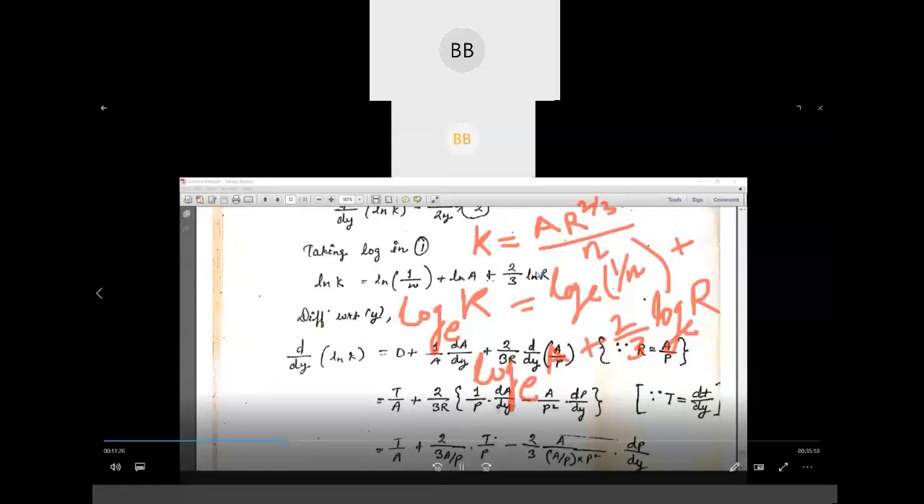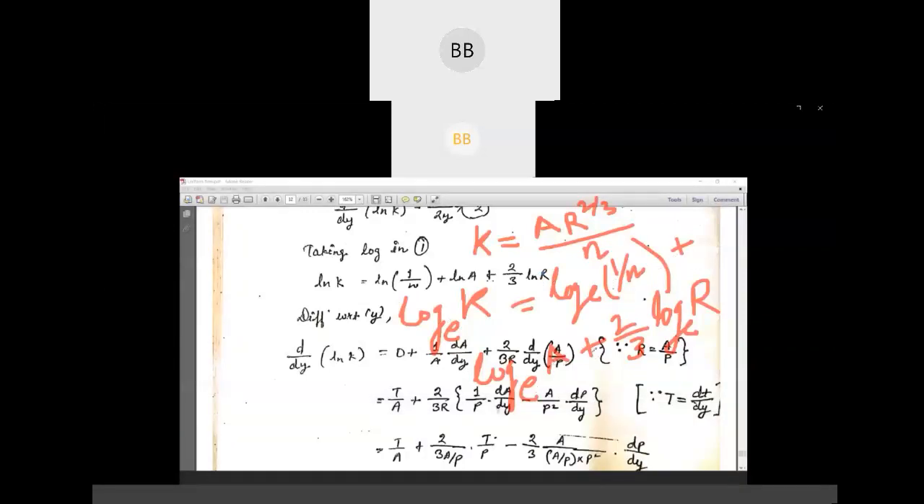log e k is equal to log e 1 by n plus log e A plus 2 by 3 log e R, because R to the power we have 2 by 3. Here A to the power we have 1, so that is why 1 into log e A, which is nothing but you can directly write log e A.